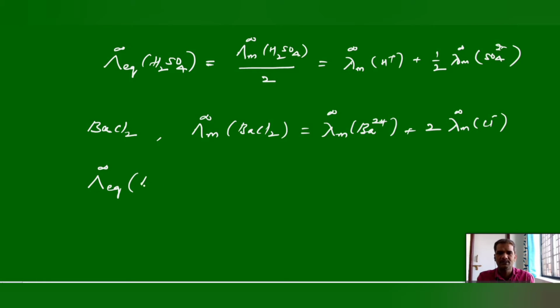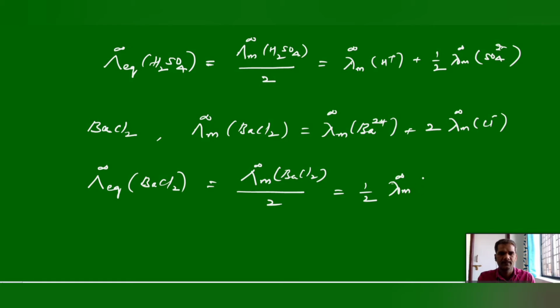And if you want to find the equivalent conductance of barium chloride, again here the ionic mobilities are the same, that is in terms of ohm inverse centimeter square per mole. Then in this case also the n factor is the same. We have the relation between molar conductance and equivalent conductance: equivalent conductance equals molar conductance by n factor 2. So now we can write 1 by 2 of the molar conductance of barium 2 plus and the molar conductance of Cl minus. So this is case 1, if the ionic conductances are given like this.